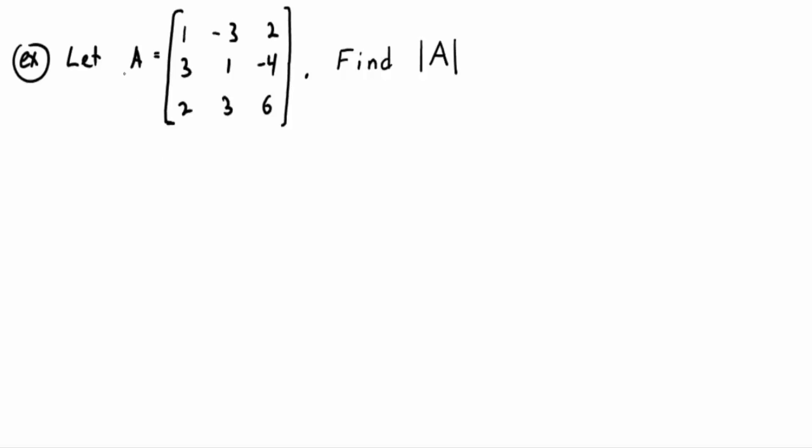So we have this matrix A with rows 1, negative 3, 2; 3, 1, negative 4; and 2, 3, 6, and we're going to find the determinant of this thing.